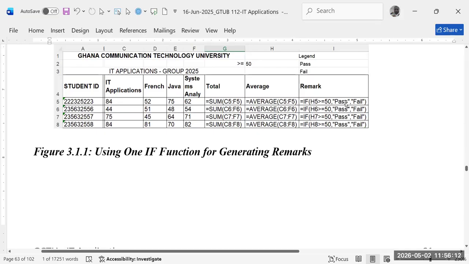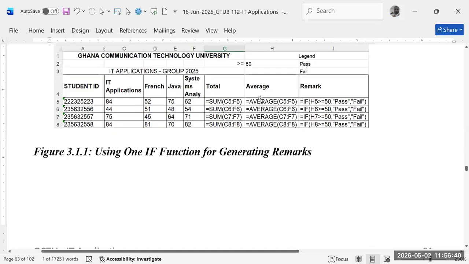Then, when it's evaluated and it's true, it should give you pass. But if it's outside the condition, it should give you fail. And this fail is your own word, so it must be in double quotation marks. Then you close the bracket based on the number of brackets you have opened. This is how it is, the student results. So here we have added all to get the total.